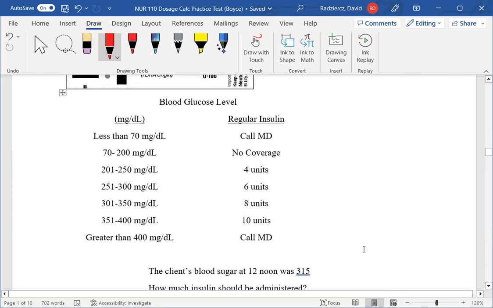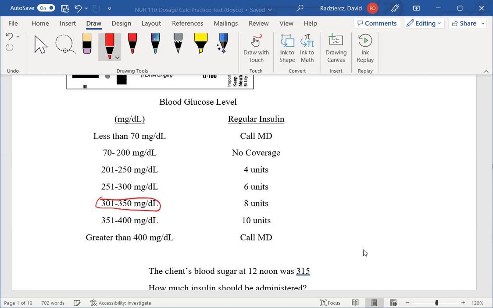And then you're just going to look at the table and you're going to say, okay, well, where does 315 fall? Well, 315 fits in this range here between 301 and 350. And so you're going to administer 8 units. And that's how you answer. Good. So this is not a math question. This is just an interpretation question.